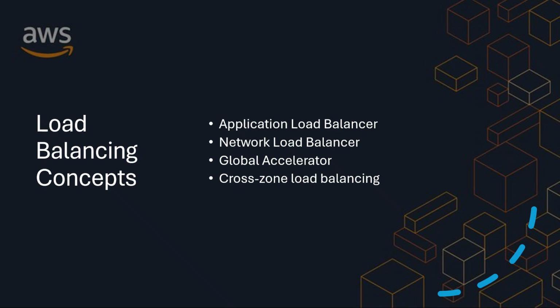Load balancing is central to high availability. The Application Load Balancer is used for HTTP and HTTPS traffic and supports intelligent routing. The Network Load Balancer is preferred for ultra-low latency and millions of connections per second. Global Accelerator helps route global users to the nearest healthy endpoint over the AWS global network infrastructure. By enabling cross-zone load balancing, you ensure that if one availability zone fails, traffic is redirected seamlessly to healthy instances in other zones, which keeps your application online without manual intervention.